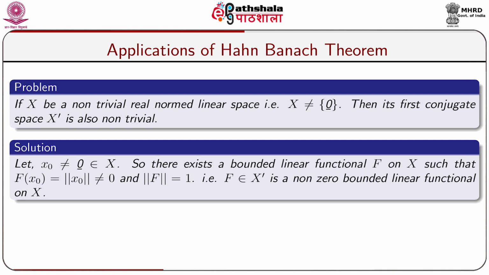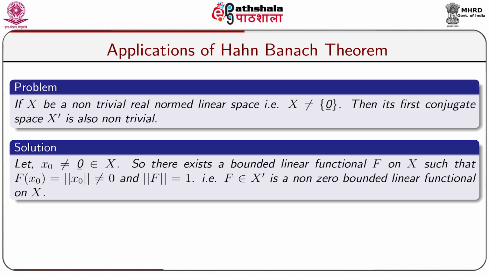Now, we take a problem like this. If capital X is a non-trivial real normed linear space, that means X is not equal to the zero vector only, then its first conjugate space X dash is also non-trivial. That means the collection of all bounded linear functionals is also non-trivial. That means there is always a bounded linear functional over capital X.